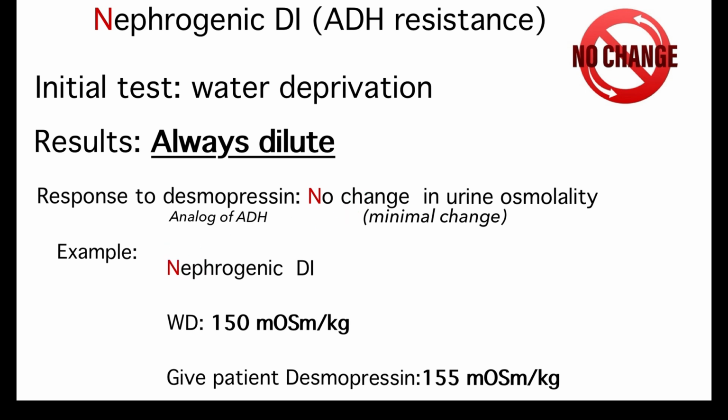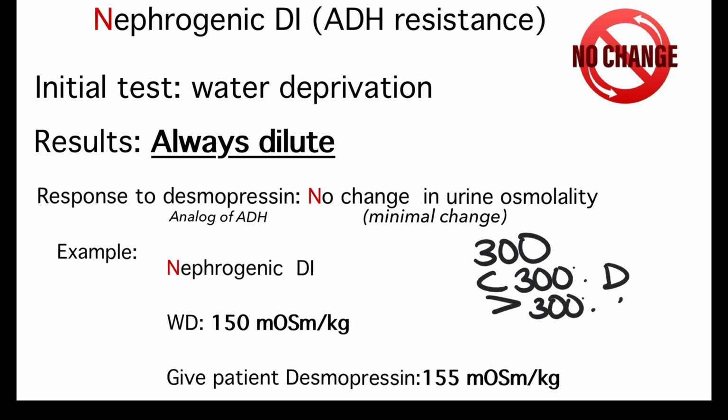Let me give you the example. You do the water deprivation test and the concentration is 150. Is that dilute or is that concentrated? Remember, our lucky number is 300. Because it's less than 300, that is dilute. If it's greater than 300, then that is what? Concentrated. So now we give the patient desmopressin.